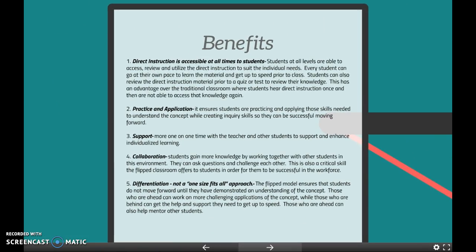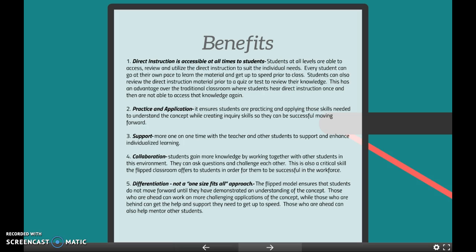Now let's look at the pros and cons of the flipped classroom. The flipped classroom offers direct instruction at all times to all the students. Students at all levels are able to access, review, and utilize the direct instruction to suit their individual needs. Every student can go at their own pace to learn and get up to speed prior to class. Students can also review the direct instruction material prior to a quiz or a test to review their knowledge.